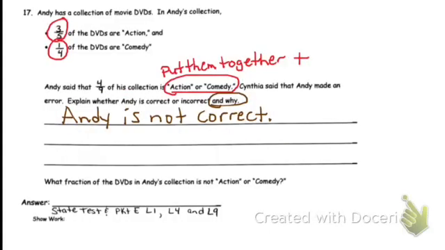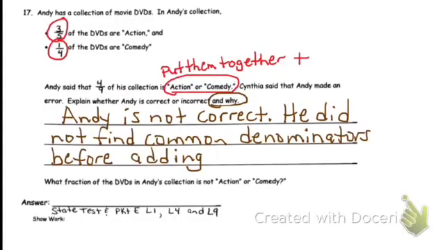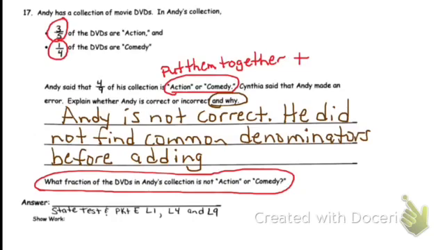So why was Andy's answer incorrect? Because he did not find common denominators before adding. But I'm not done yet, because there's another question, and it says, what fraction of the DVDs in Andy's collection is not action or comedy? I want to know what fraction are not action or comedy.